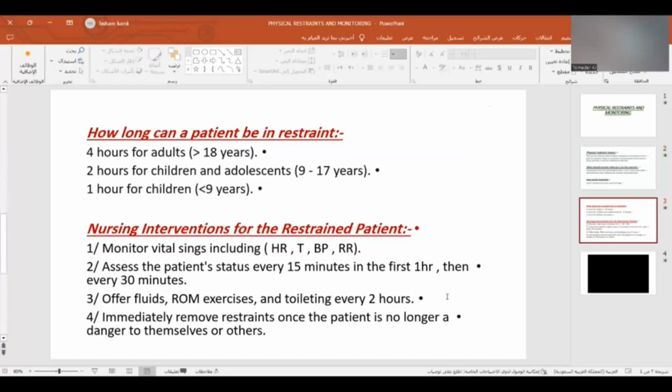How long can a patient be in restraint? For adults more than 18 years, it is 4 hours; 2 hours for children and adolescents from 9 to 17 years old; 1 hour for children less than 9 years.